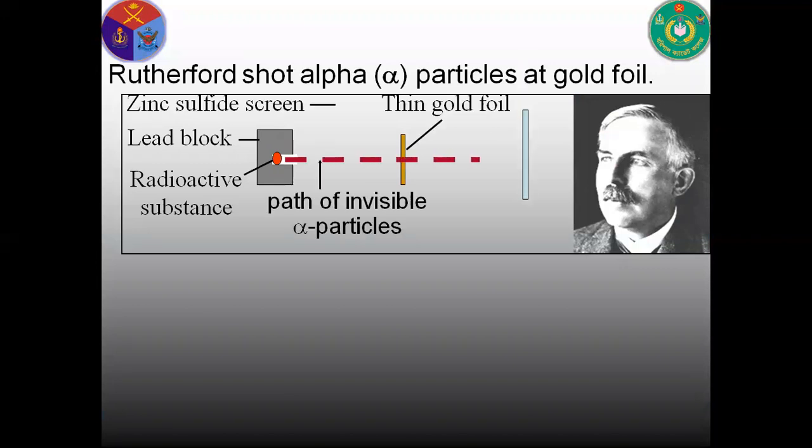Dear cadets, for this experiment, we need a zinc sulfide screen, thin gold foil, a lead block, a radioactive substance which emits alpha particles, a slit which indicates the straight line where the alpha particles go, and then a detector.